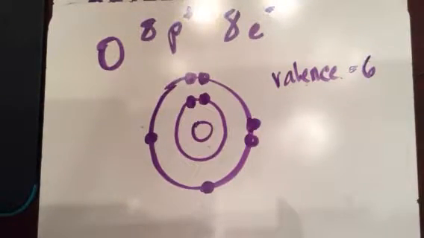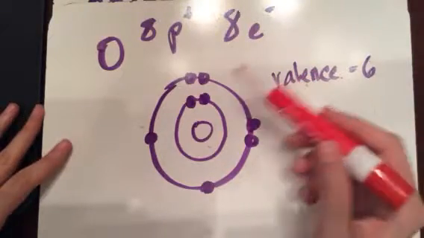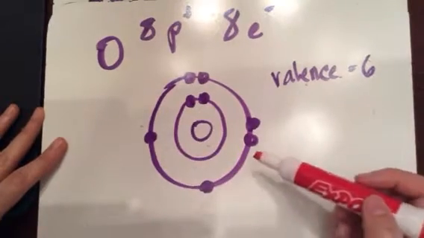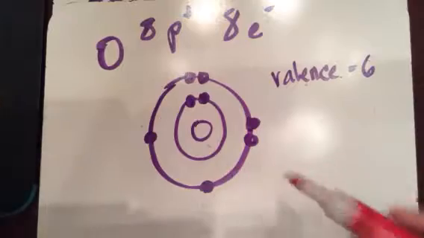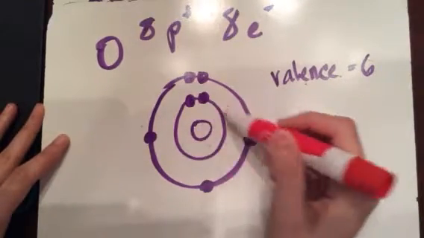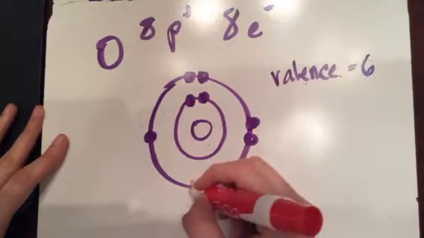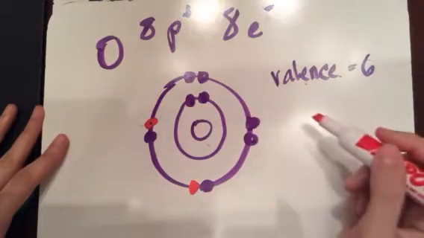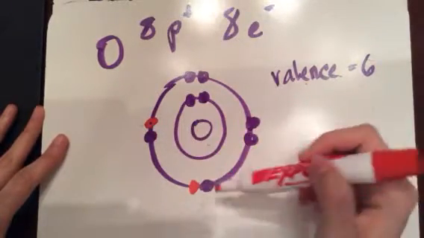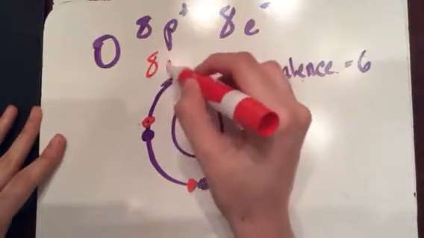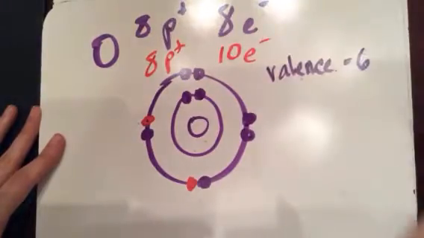Now remember the octet rule, oxygen really wants to have 8 electrons in its outermost shell. So is this oxygen more likely to lose all 6 of those electrons to have a full shell? And remember that first shell with just the 2 electrons is a full shell. Or is it more likely to just add 2 more electrons? The answer here is it is more likely to add 2 electrons. So now instead of 8 protons and 8 electrons, it has 8 protons and 10 electrons.